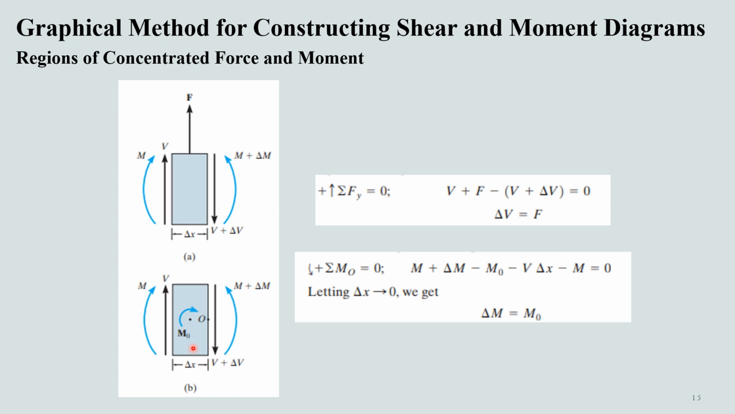Likewise, if we are applying a moment and the moment is applied clockwise, the change in the bending moment along this segment will be positive and it will jump upward. And if the applied moment is anti-clockwise, then this jump will be downwards. So it is very easy to consider concentrated forces and moments just by introducing their values with the correct sign convention in the equations that we normally use for the determination of shear and moment along the segment.